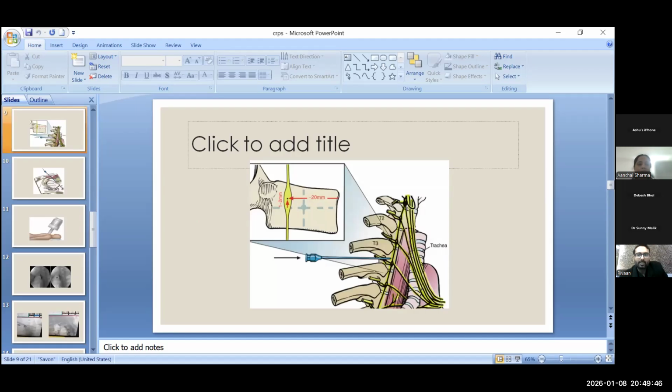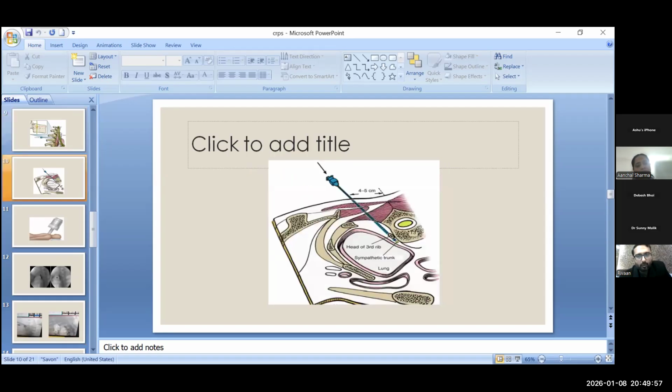The thoracic sympathetic chain runs mostly in the posterior half of the vertebral body, the posterior 1/3 and the anterior 2/3. The target for thoracic sympathetic block for me was the T2, T3 vertebral body.